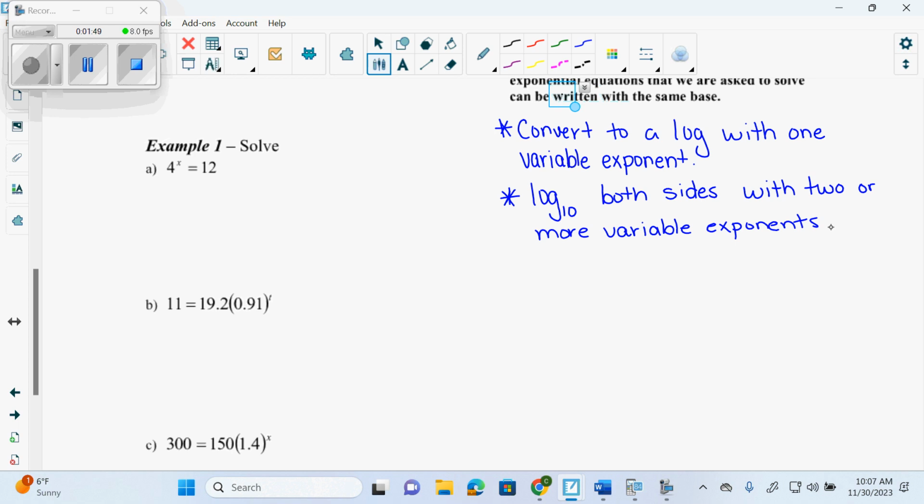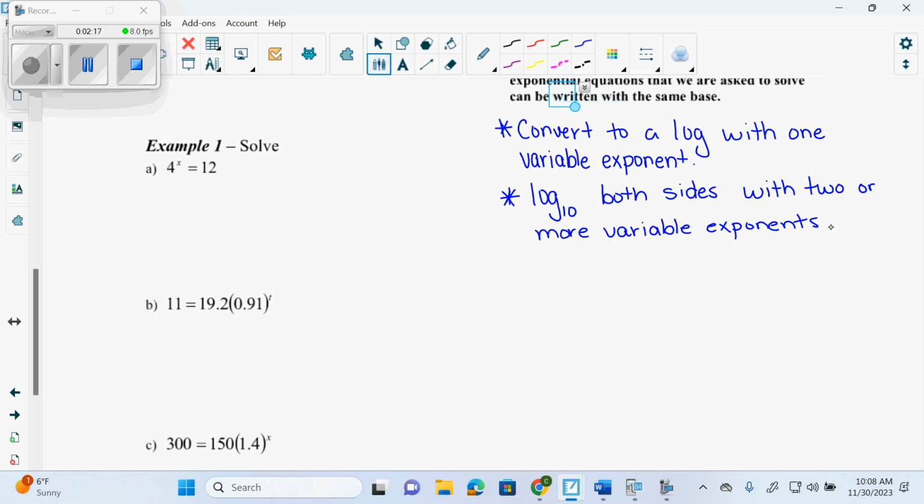So I go here, I have one variable exponent. Okay, so I still ask, can I make common base? That's what I should always ask when I have any type of variable exponent. No, I can't. So I can't make them both be base 2 or base 4 or anything. So now I say I have one variable exponent, so I should be able to convert this to a log, right? If I have 2 variable exponents, I'm going to have to log base 10, which is what we're learning today. So I have one variable exponent I can convert to a log.